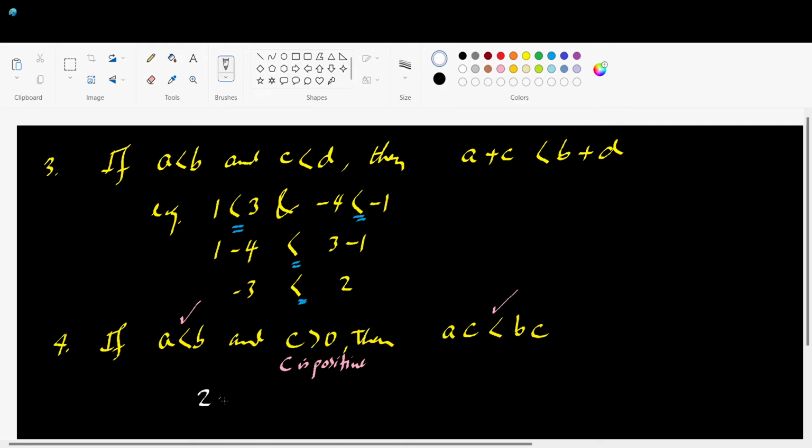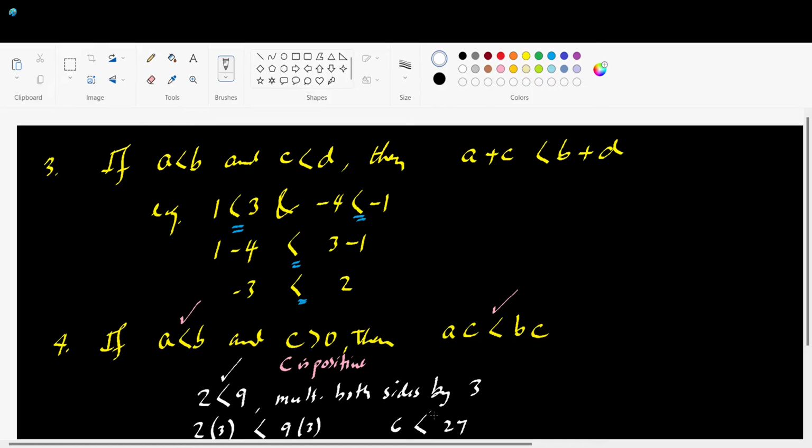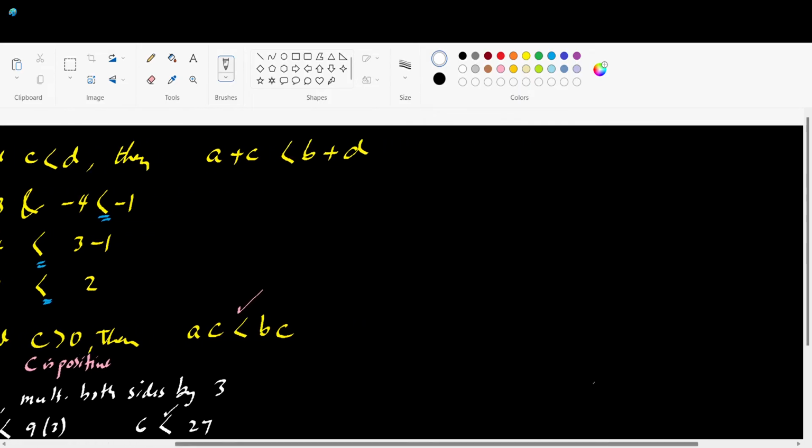Example, 2 is less than 9. Multiply both sides by 3. So we have 2 times 3, 9 times 3. 2 times 3 is 6, 9 times 3 is 27, and 6 is less than 27. So we retain the sense of the inequality. If it is less than, it remains as less than, provided that our multiplier is a positive number.